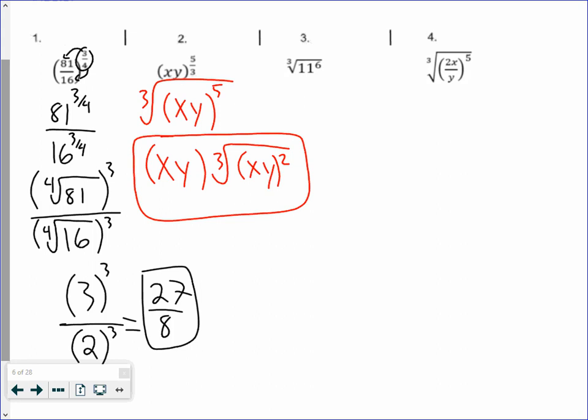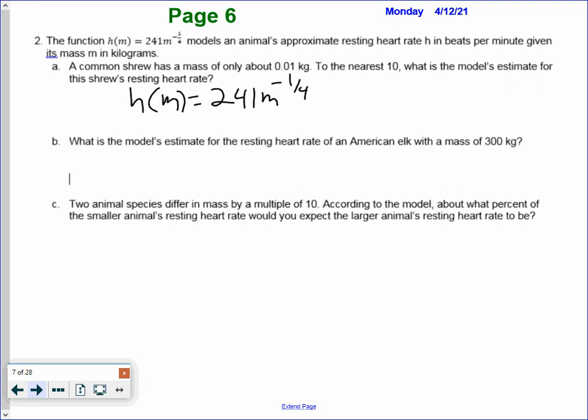I'm going to leave number 3 and number 4 for you guys to do on your own, as well as the last problem on the homework. One thing I want to clear up is that the equation right here should say 241m to the negative 1 over 4. It's a little hard to see, but it's negative 1/4.